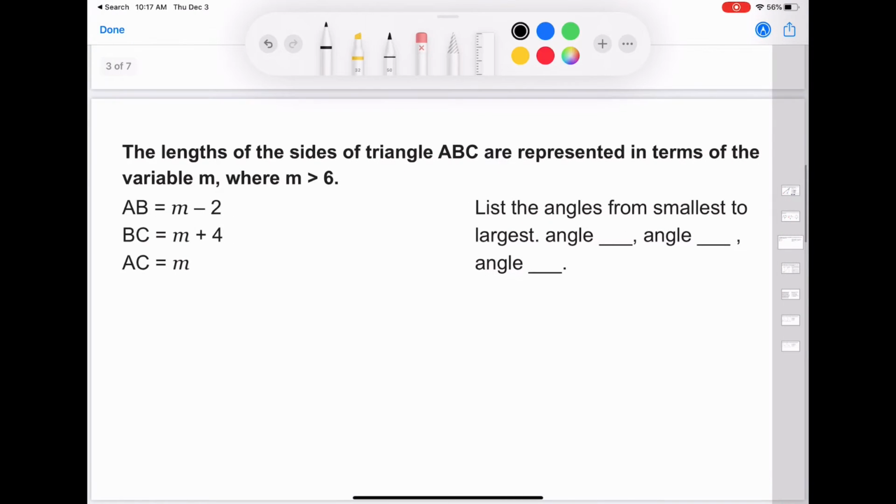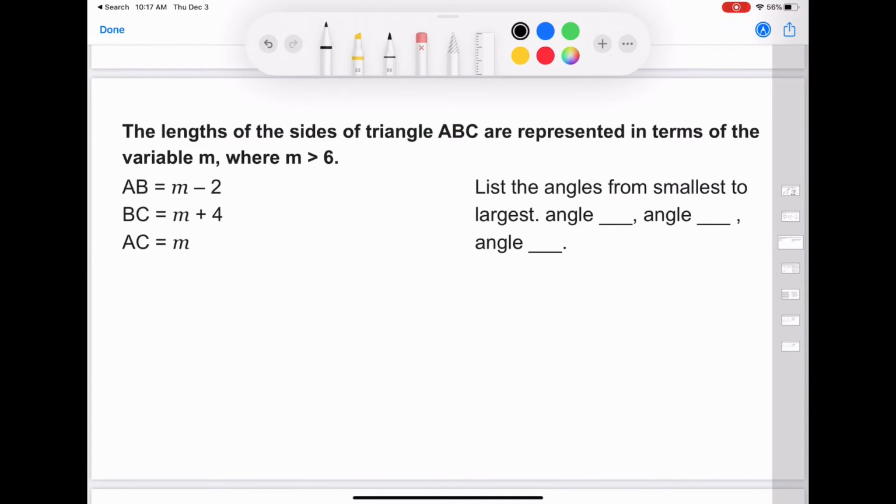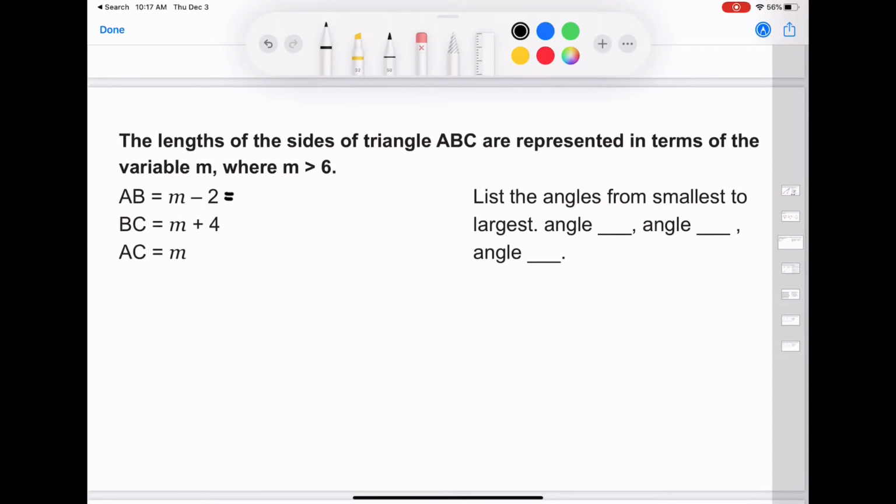This problem states, the lengths of the sides of triangle ABC are represented in terms of the variable m, where m is greater than 6. Okay, the easiest way to go about answering this problem is to go ahead and input 6 for m and see what the length would be for each of these sides. So we get 6 minus 2, 6 plus 4, and 6. So we have 4, 10, and 6.